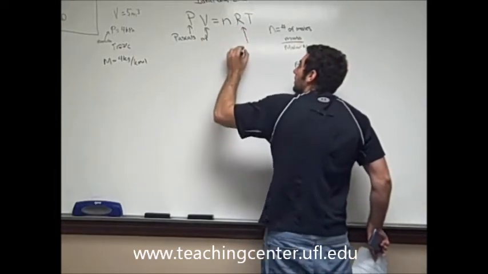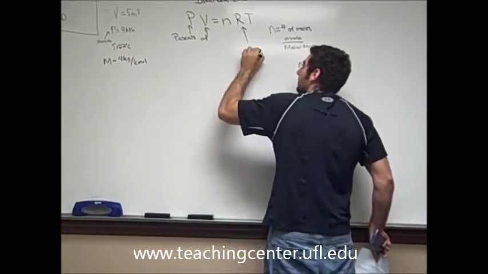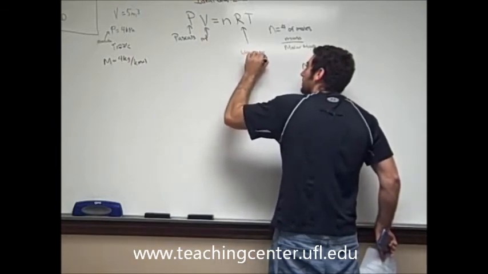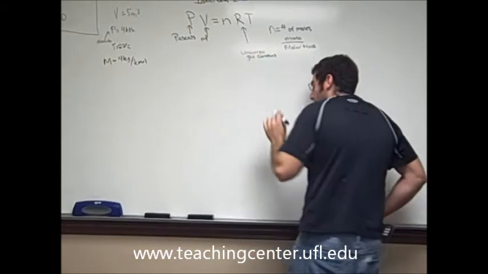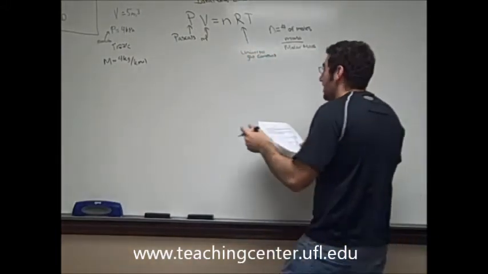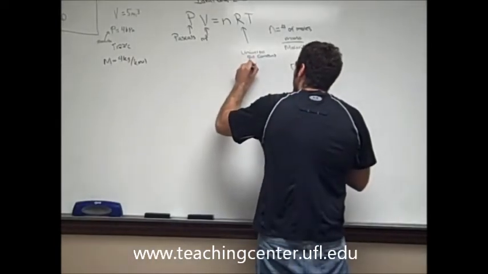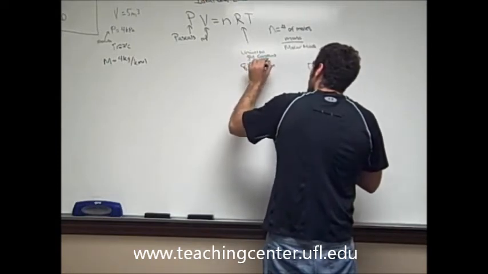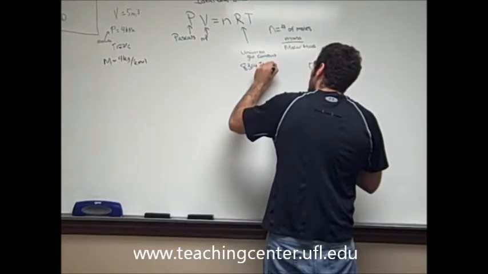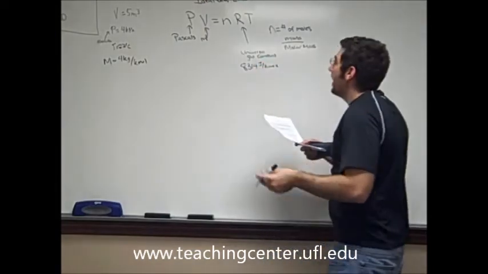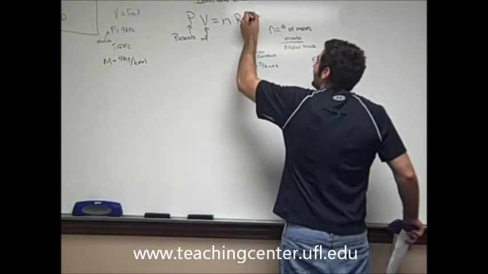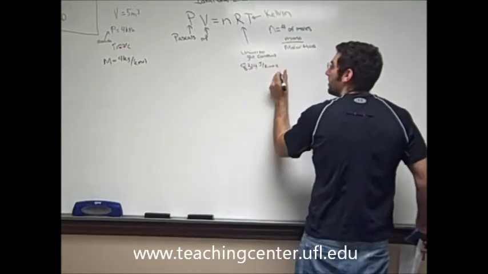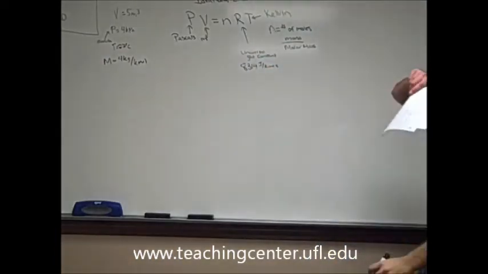R is the universal gas constant. If you look at the top of your exam, it tells you that the universal gas constant is 8,314 joules per kilomole Kelvin. And the last thing is temperature. For an ideal gas, temperature always is in units of Kelvin. So this can cross out in the universal gas constant.